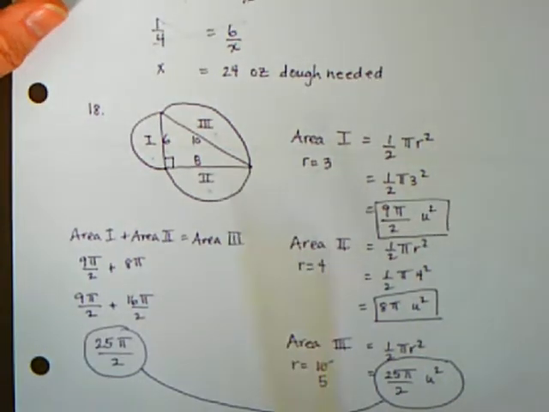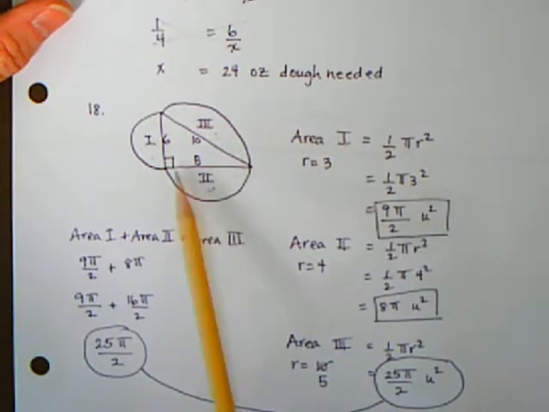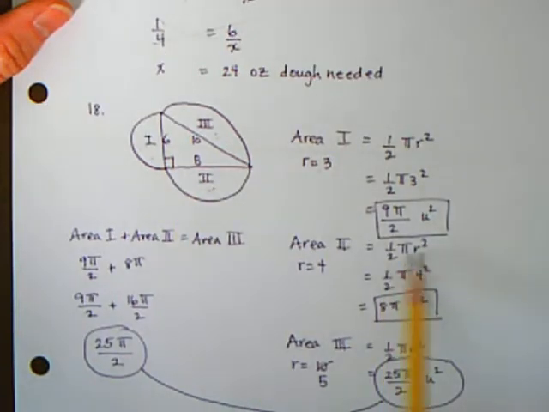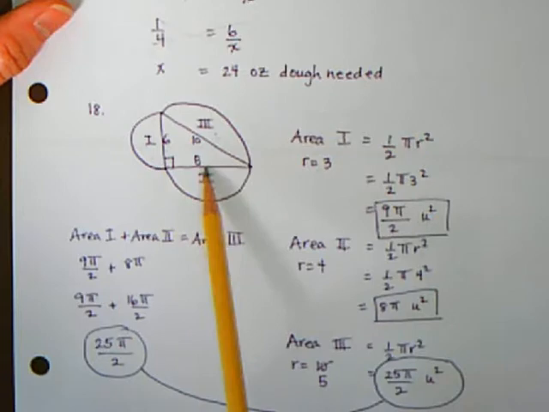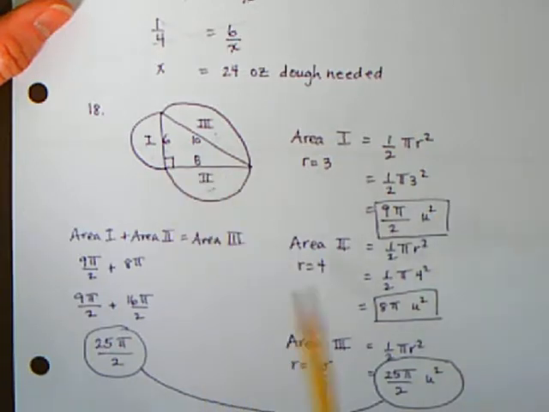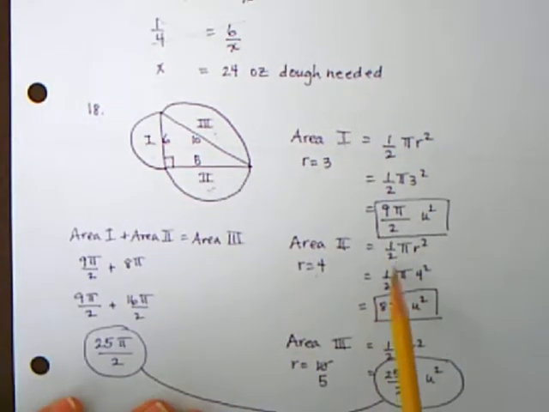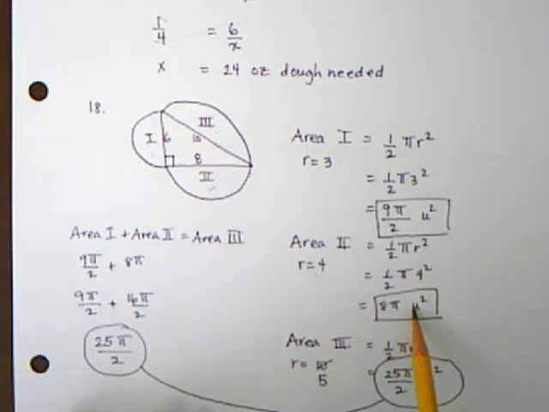This next area, area 2 here, is half of an entire circle. This is a semicircle. If the diameter is 8, then the radius is going to be 4. So it's going to be 1/2 pi r squared, 1/2 pi times 4 squared. That is going to be 16 pi over 2, 8 pi units squared. So that's area 2. Now area 3, the diameter is 10, the radius is 5. 1/2 pi r squared, that's going to be 25 pi over 2.